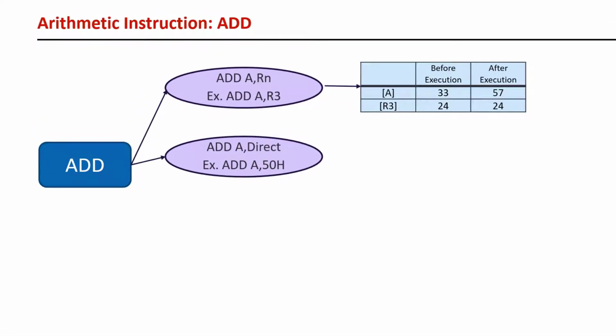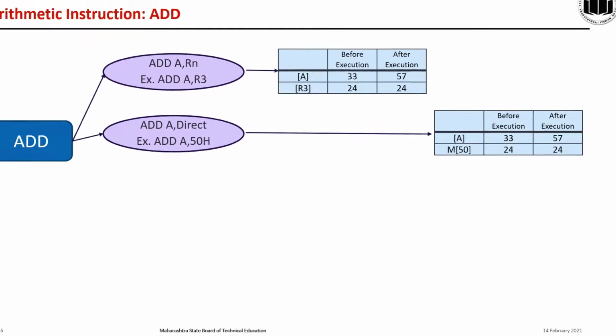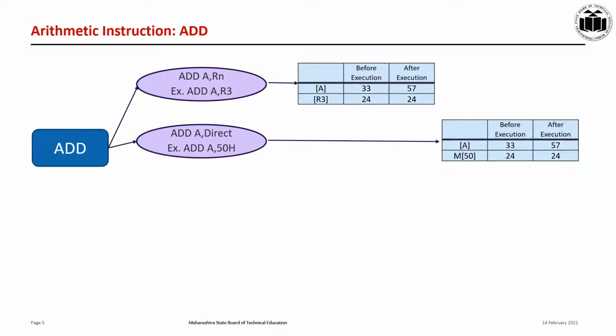ADD A, direct. This instruction adds the contents of the direct internal memory location given in the instruction to accumulator and stores the result in accumulator. Example, ADD A, 50H. If accumulator contains 33H and memory location 50H contains 24H, then 33 will be added to 24 and result 57 will be stored in accumulator.